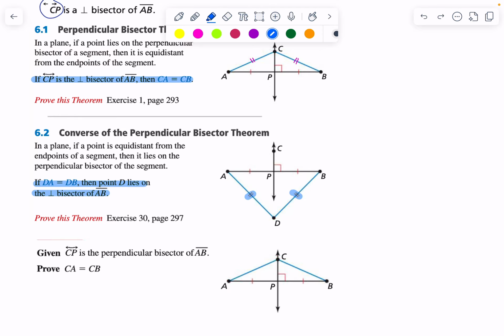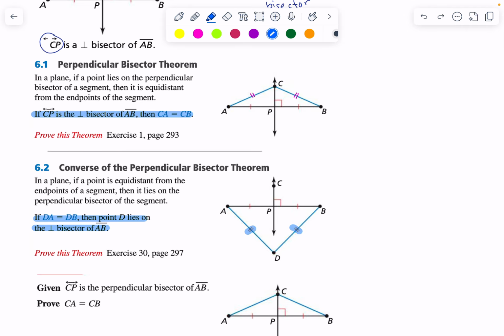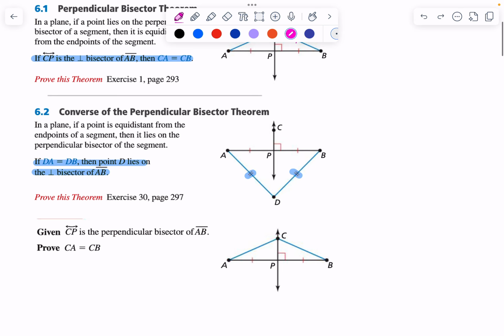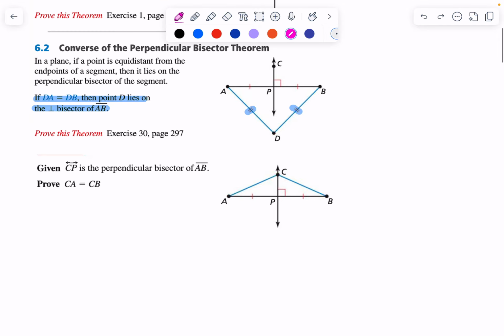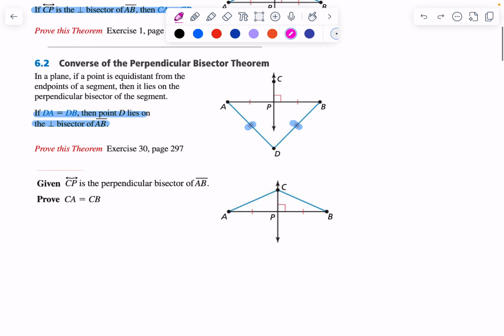Okay, so the two theorems are basically saying the same thing. The order is just reversed, so it's basically what information you're given. In this case, you're given that this is the perpendicular bisector, and you're allowed to make the conclusion that these segments are equal. In the converse, you're given that these two segments are equal, which then means that this line has to be the perpendicular bisector.